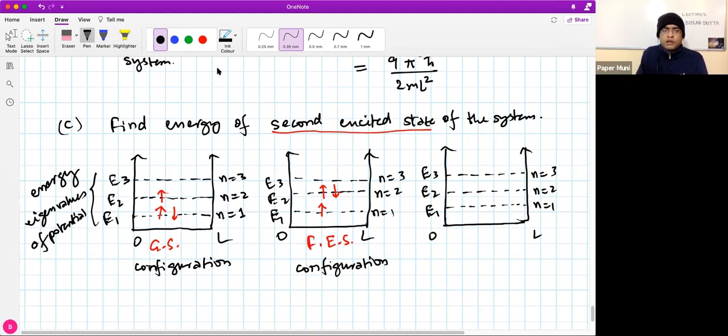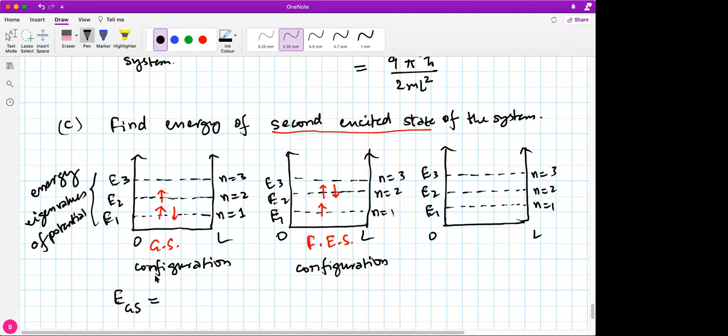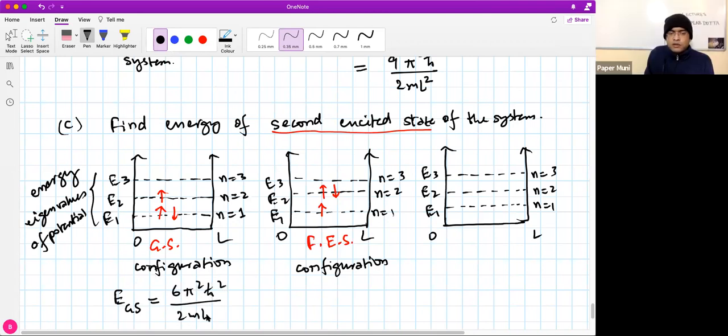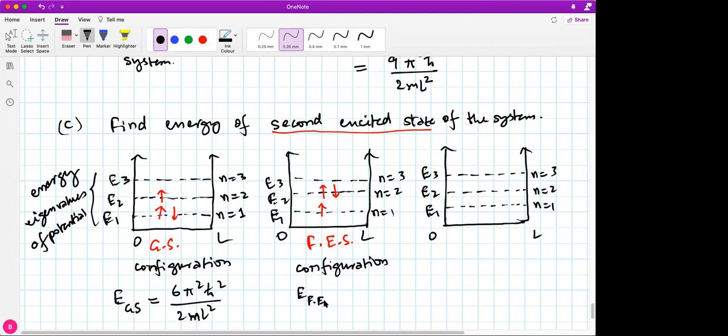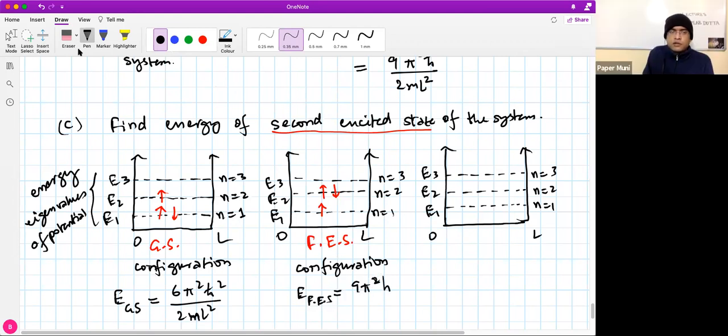So what could be the possibility? Now what was the energy in this, the ground state configuration? It was 6 pi square h cut square by 2 m L square. What was the energy for this? 9 pi square h cut square. There is no formula, don't try to remember these things. So this is 9 pi square h cut square divided by 2 m L square, right?